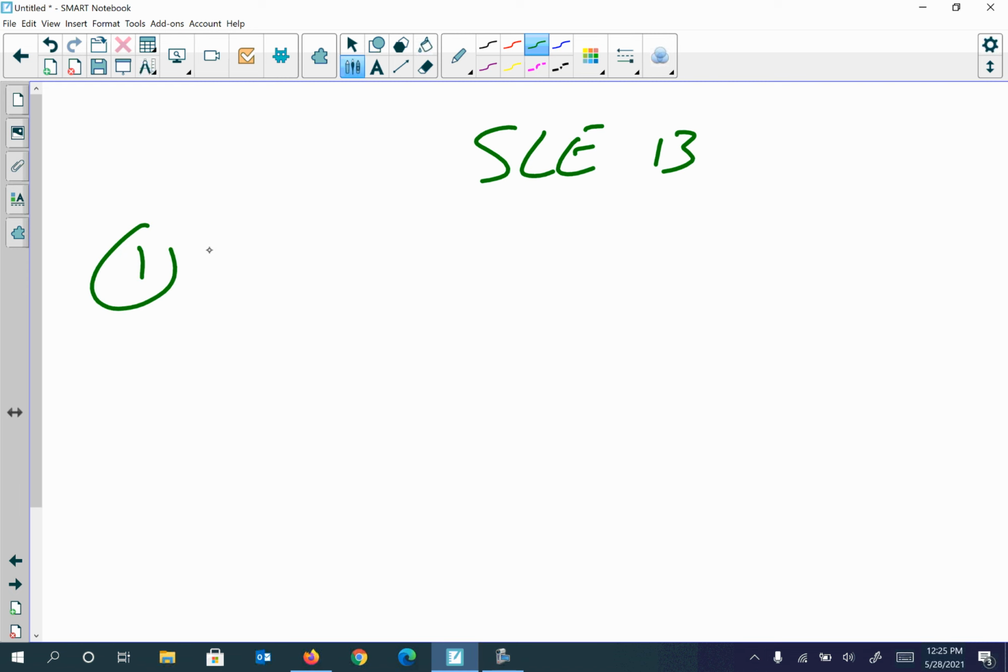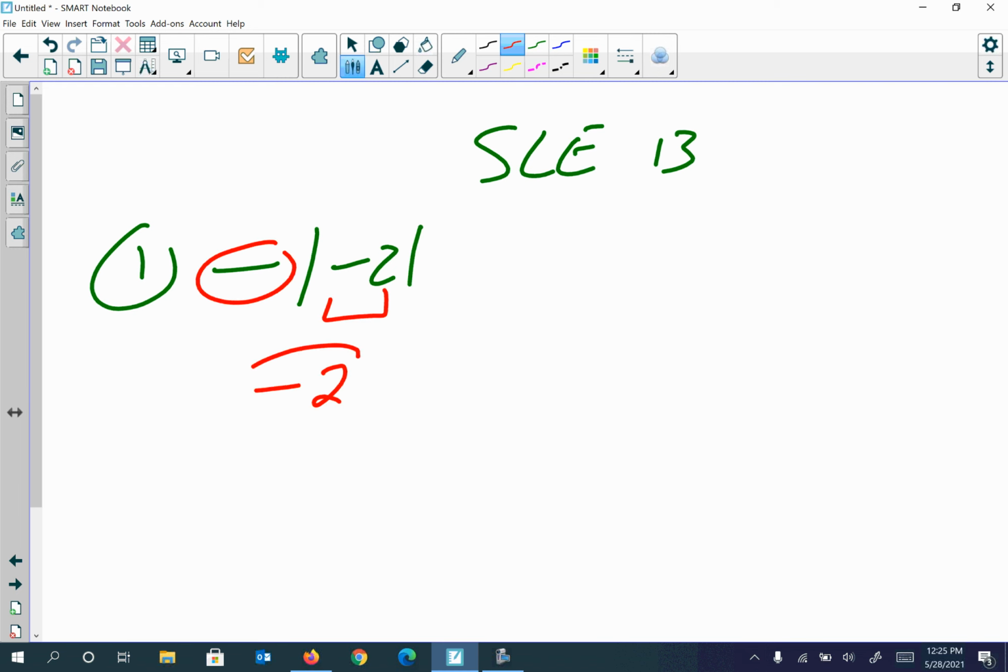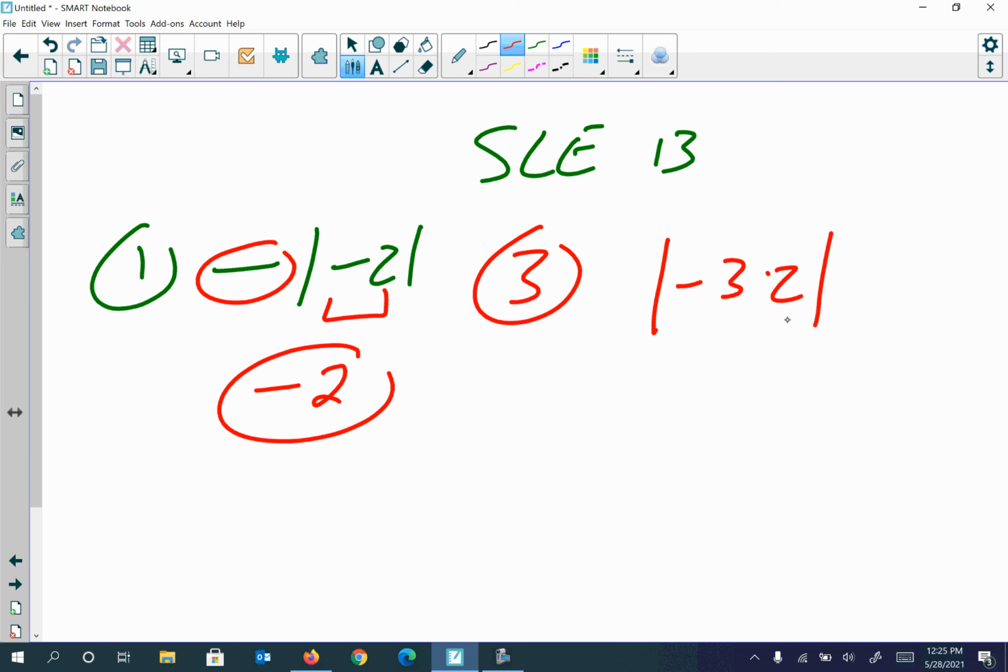So problem number 1, we have the opposite, negative. Well, the absolute value of this is just 2, but we have to incorporate that negative, so we get negative 2 for an answer. Number 3, we get negative 3 times 2, the absolute value of that. So that's going to give me absolute value of negative 6, which is just 6.